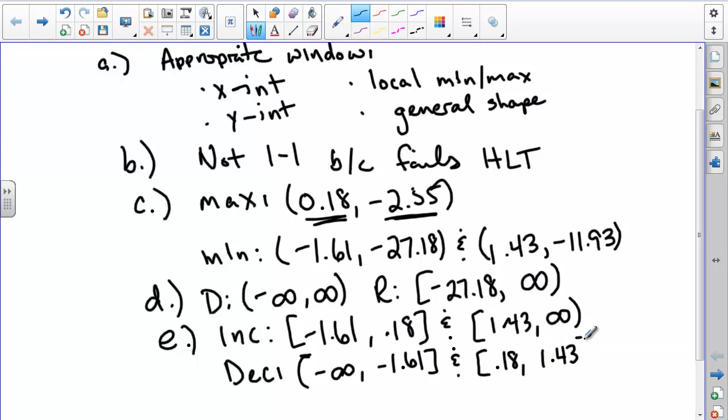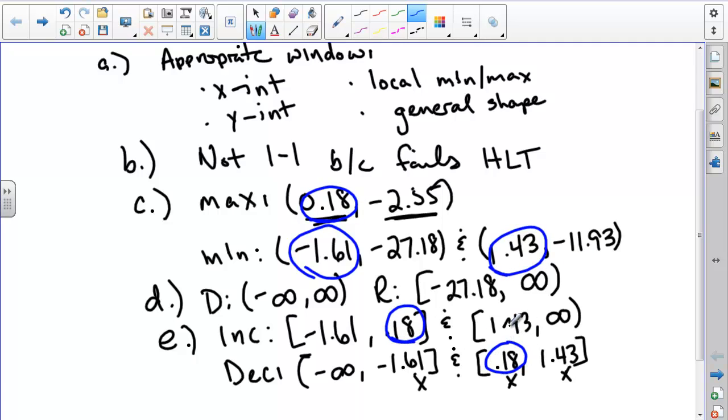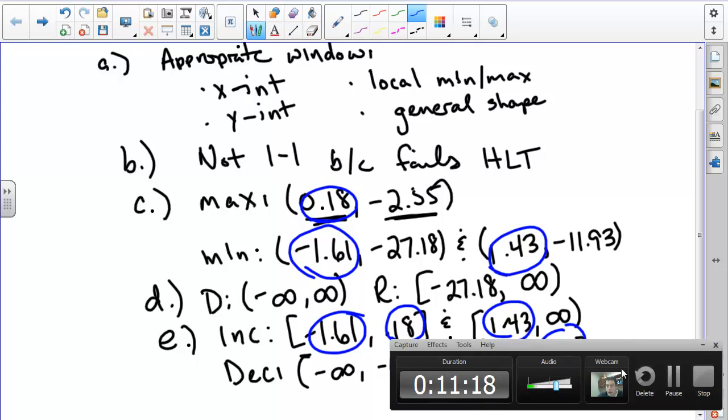And if you look, these X values, these are all X's, X and X and X, they're the X values of our turning points or our maxes and mins. There's the negative 1.61, there's the 1.43, and there's the 0.18. And those are the values that we use here, and here, and here, and here, and here, and here. And so those are what we're looking for. That's why it's helpful to identify the maxes and the mins before we do increasing and decreasing intervals. So I hope that helped out, and we'll have more to come.